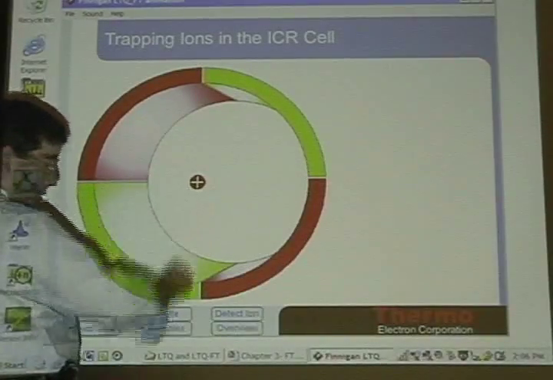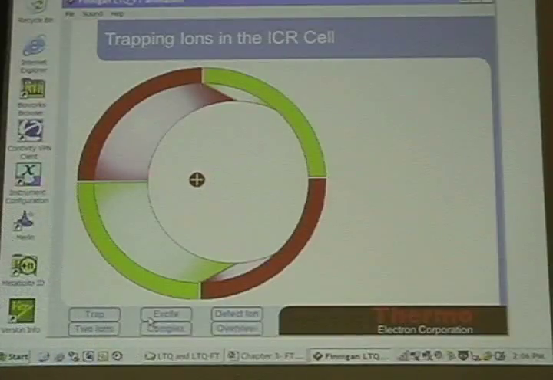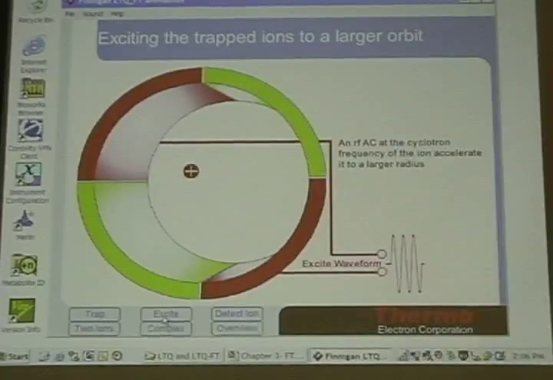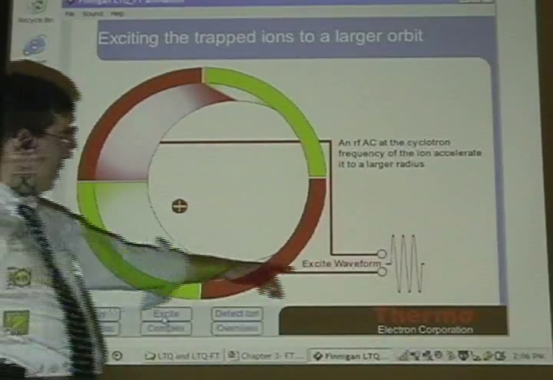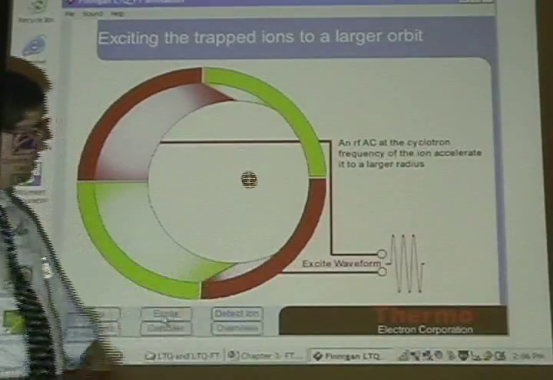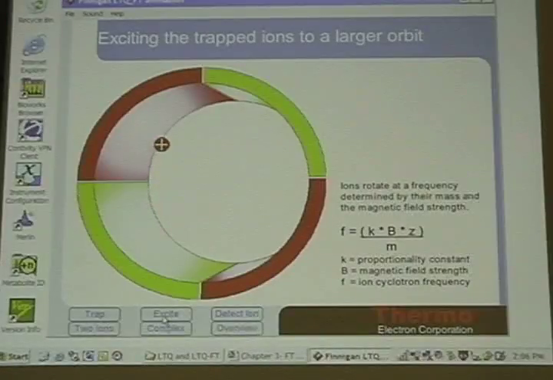The problem is the ions are so close to the center that the difference in current between the two plates is almost zero. It's undetectable. It's too small. So what we've got to do is we've got to increase that current. And we increase that current by extending out their motion, by applying a pulse called an excite pulse. So we apply a pulse of RF to my excite plates.